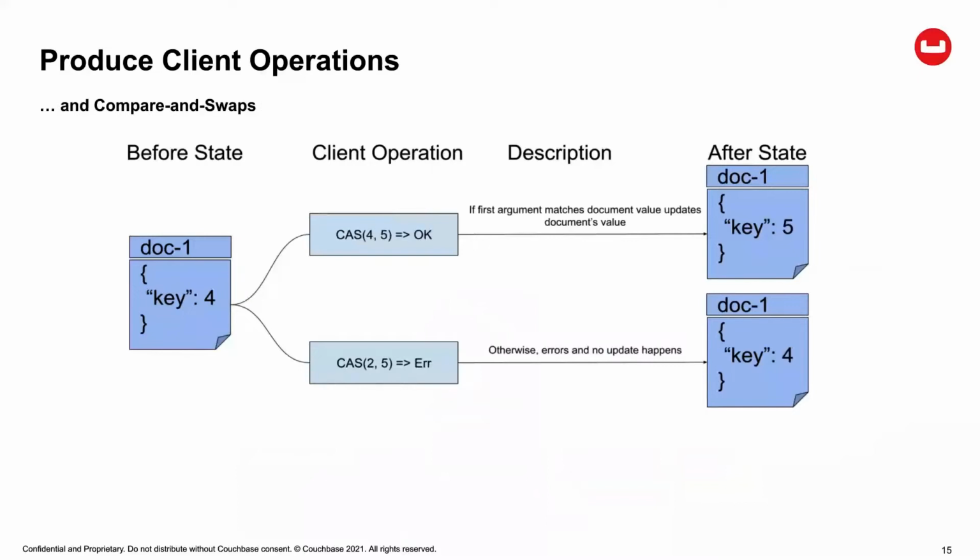A special operation called compare and swap accepts 2 arguments. An update is only performed if the first argument matches the document value. If the initial document value is 4, the cas 4, 5 shown above will successfully update the value to 5. However, the cas 2, 5 shown below will error, as the first argument 2 does not match the document value 4.